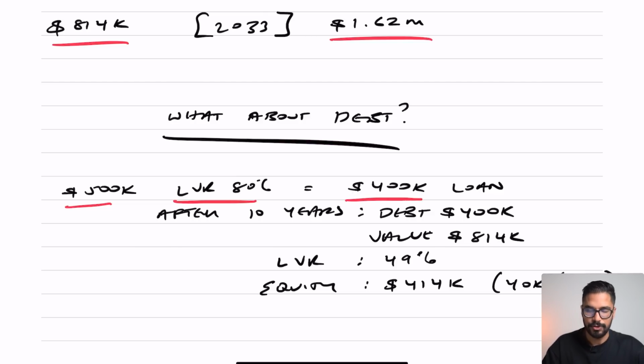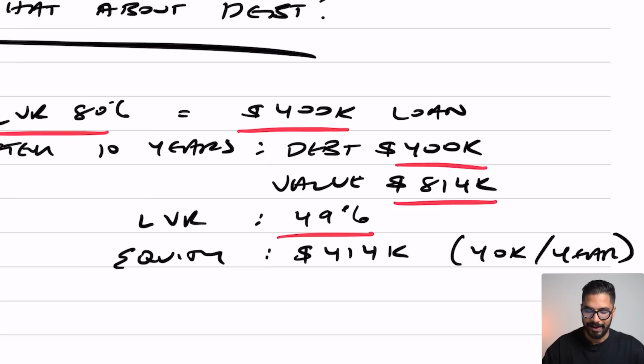Now after 10 years, if you decided to go interest only and never pay your debt down, so you could refinance after 5-year periods of interest only to get another 5 years, your debt would still stay the same. However, your value has now gone up to $814,000. So your LVR position naturally decreases over time because the value of your property increases. That means you now have $414,000 in equity, which would mean roughly making about $40,000 worth of equity on just this one property every single year, which is absolutely nuts.